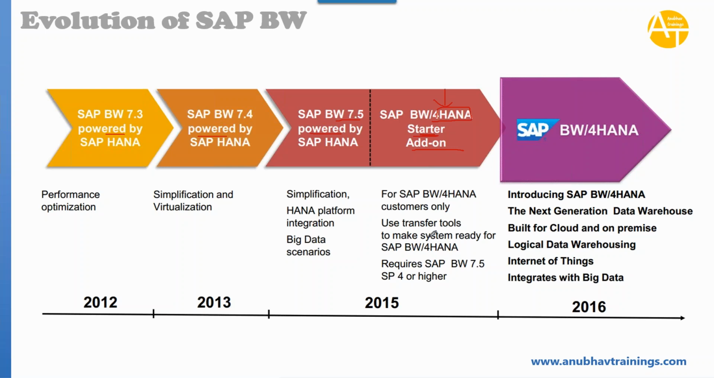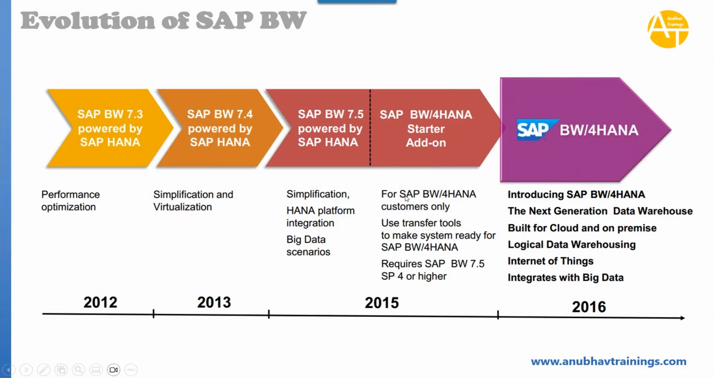It also comes with BW 7.5 support pack 4 and higher, where you can integrate your existing BW system with this new BW for HANA product in a hybrid mode, which means both can run parallelly. But of course, why would a customer in the long run run two systems parallelly and maintain them? They don't want to, right?